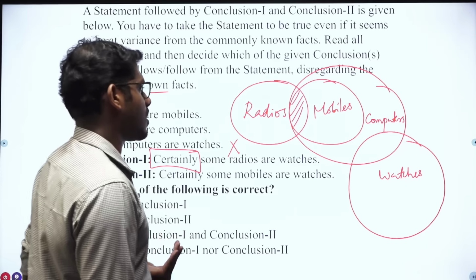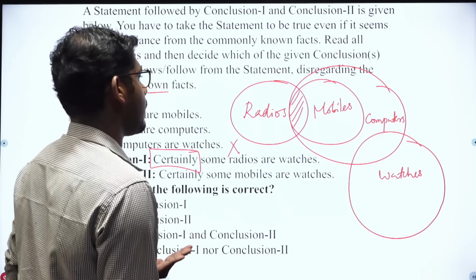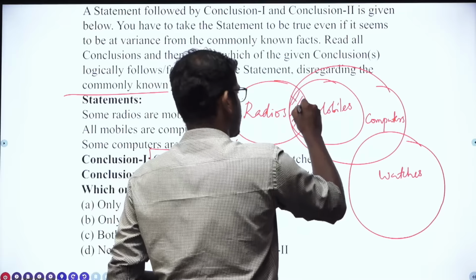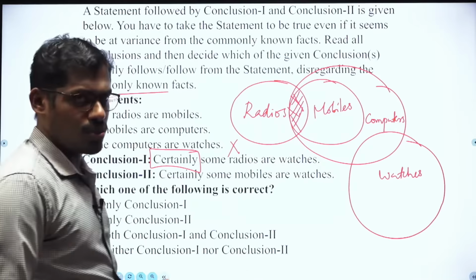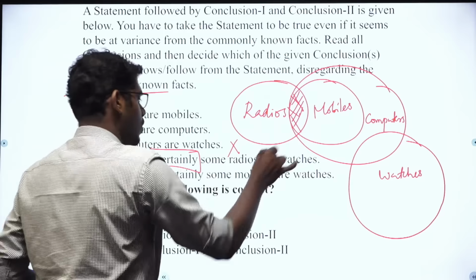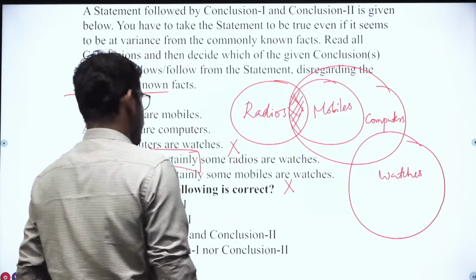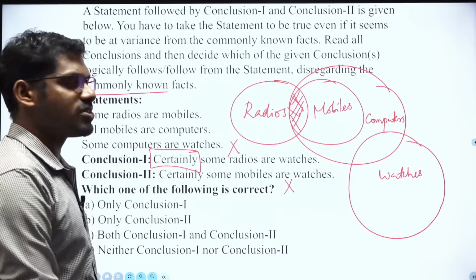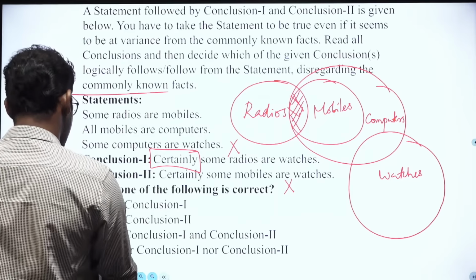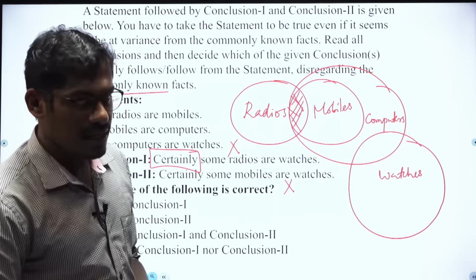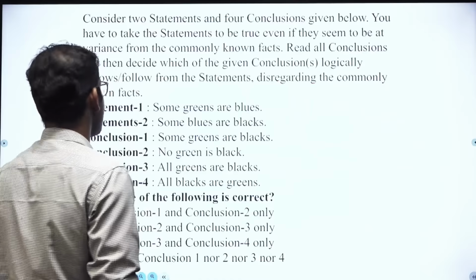Certainly some mobiles are watches. Okay, this also belongs to some mobiles. Does this portion belong to watches? No, we have already said that portion doesn't belong to watches. So we cannot definitely say that certainly some mobiles are watches. So neither of these conclusions is correct. So the answer for this question is option D. Clear? Okay, moving to next question.